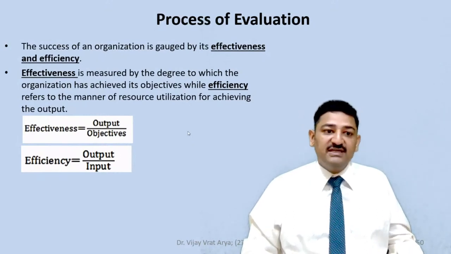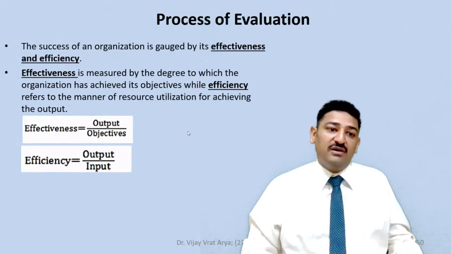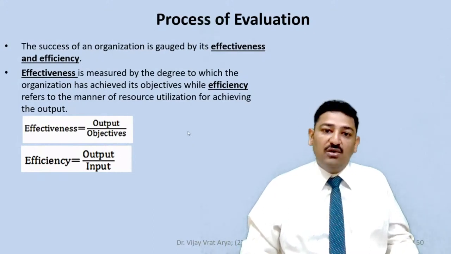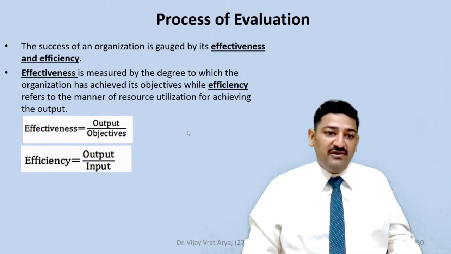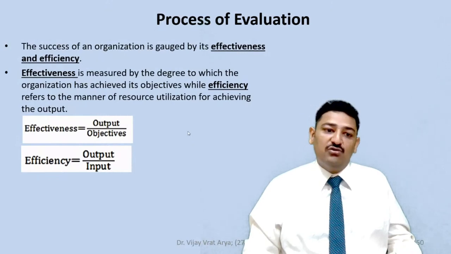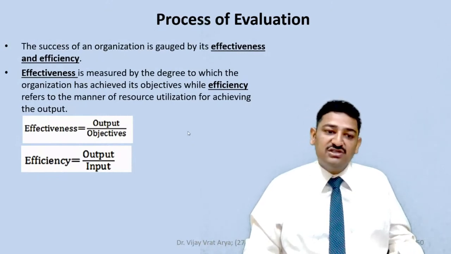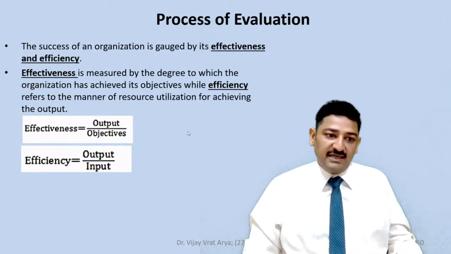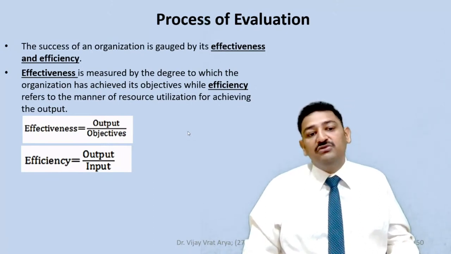Here, the effectiveness is measured by the degree to which the organization has achieved its objectives, while on the other hand, the efficiency refers to the manner of resource utilization in achieving the output. Therefore, the effectiveness is a relationship term between the output and the objectives. On the other hand, the efficiency is a relationship term between the output and the input.